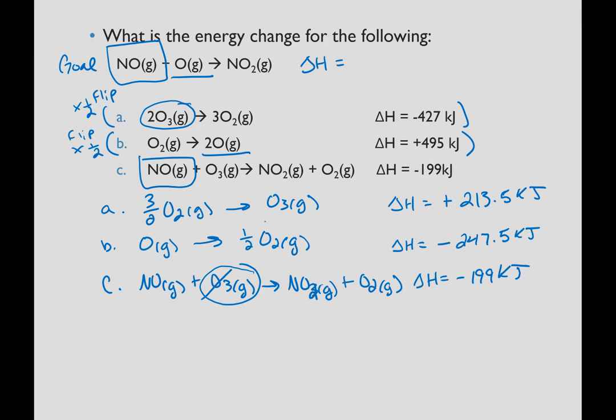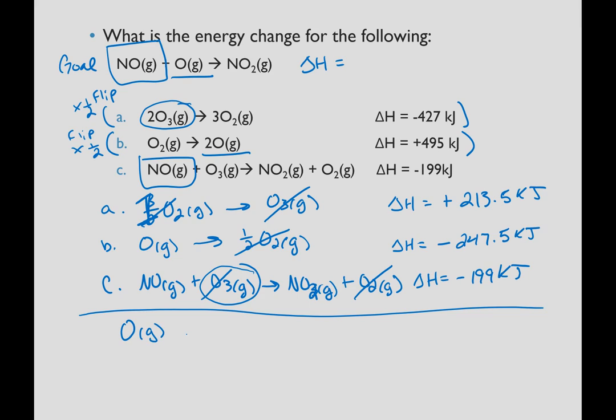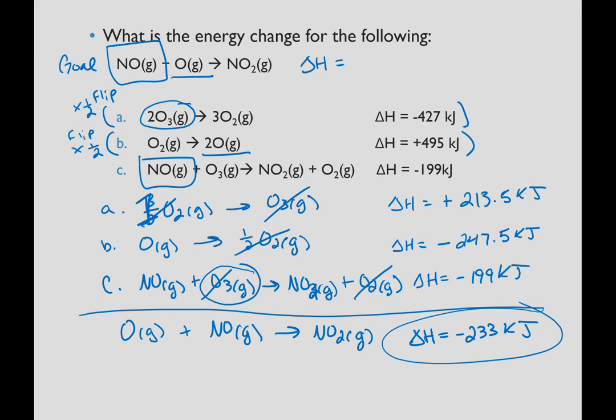All right, now I have to cancel. My O3s cancel. That's the whole thing that I just did. I have 3/2 O2. And then in equation B, I have 1/2 O2. So that 1/2 will cancel. 3/2 minus 1/2 is 1. So I have 1 O2 left. That O2 will cancel. Nothing else cancels. Let's see what's left. I have gaseous O plus NO yielding NO2, which is my goal equation. Hooray. So then I just add my delta H's to get my final answer, negative 233 kilojoules.